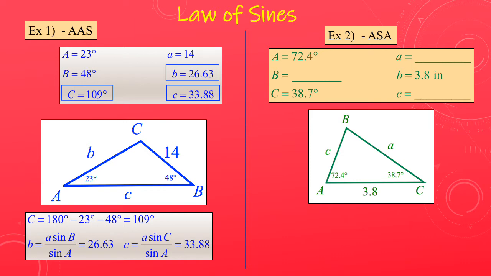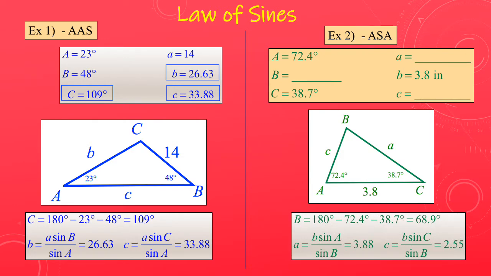Compare the picture in example 1 to example 2. Angle A is in the same position, but B and C are switched. But it makes no difference where you put your angles. It is only important that when you draw it, they look somewhat similar to the given information. We first find angle B, which is 180 minus 72.4 minus 38.7, which is 68.9 degrees.